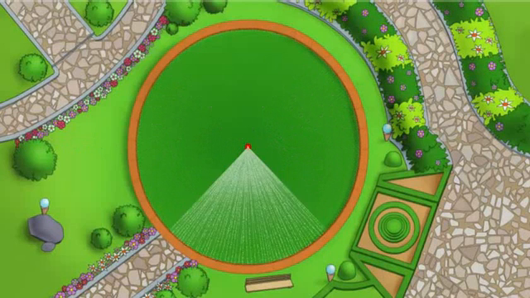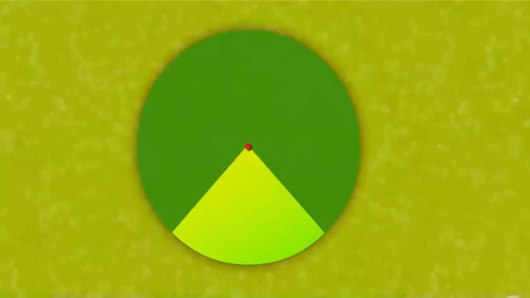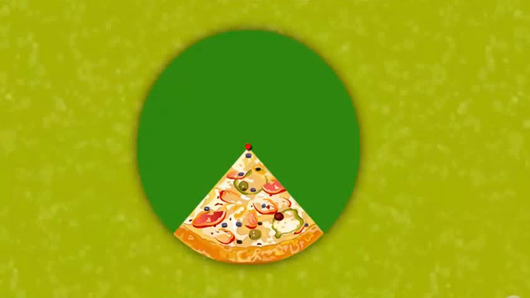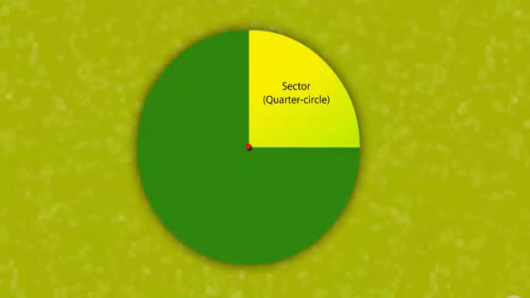What is this part of the circular region called? This region is called a sector of a circle. It looks like a pizza slice, doesn't it? A sector can be in the form of a semicircle or a quarter circle.